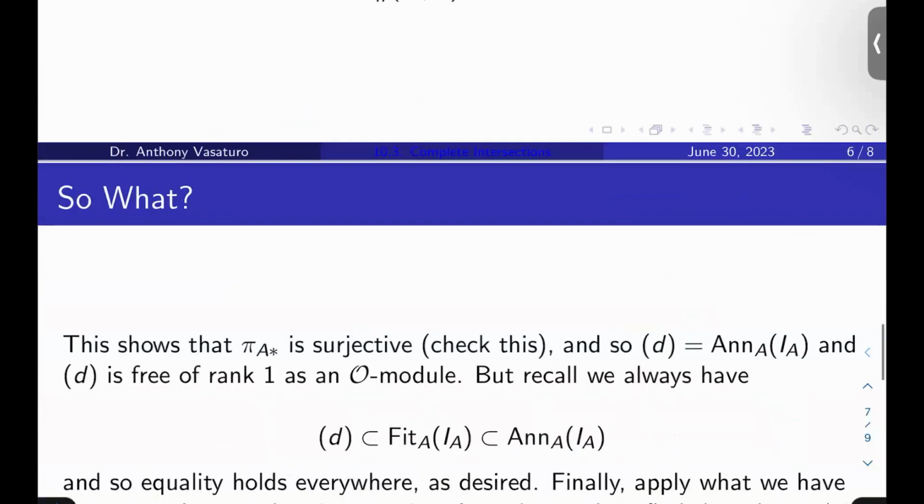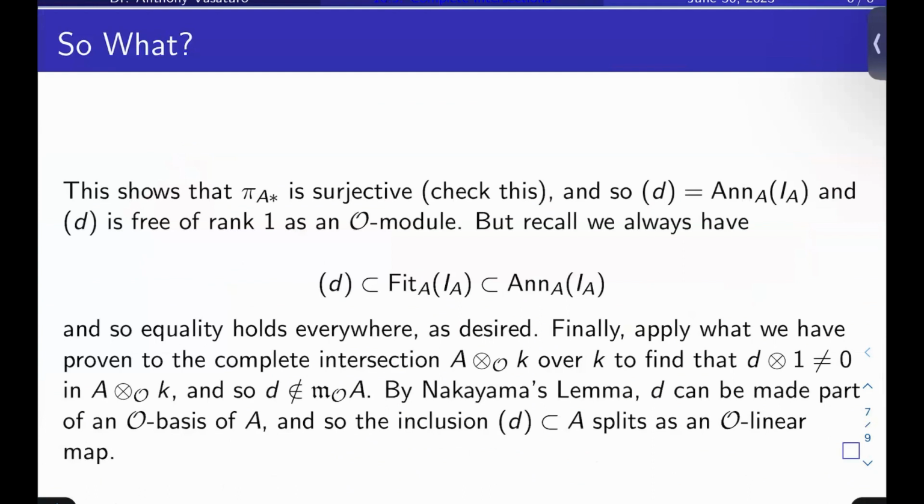Okay, but you see, we already have, and I think I showed this in the last video or maybe 2 videos ago, the ideal generated by D is certainly in the A fitting ideal of I sub A, and that's certainly in the A annihilator of I sub A, right? But I claim that the surjectivity of this map actually gives you that the ideal generated by D is nothing but the A annihilator of I sub A, okay? So why is that true? Well, we have containment, right?